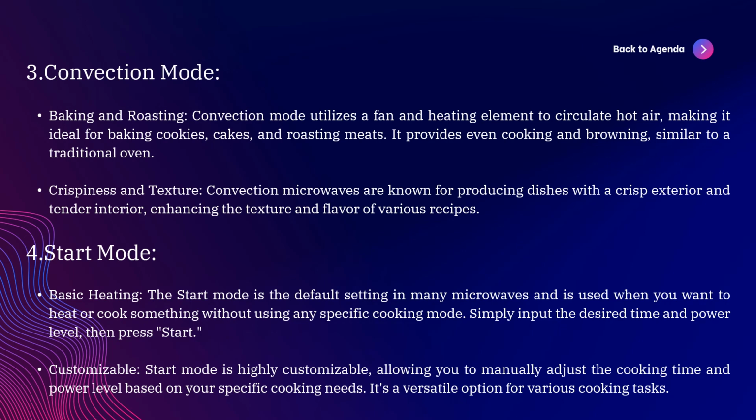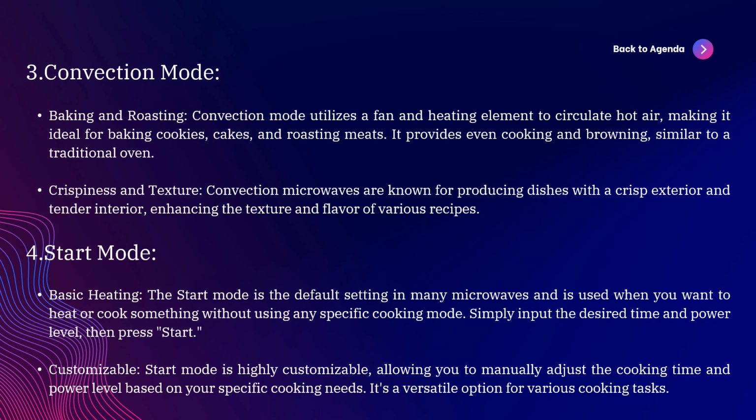Now, the third one is convection mode. It is used for baking and roasting, giving a crispy texture. The convection mode utilizes a fan and a heating element to circulate hot air, making it ideal for baking cookies, cakes, and roasting meats. It provides even cooking and browning similar to a traditional oven. Convection microwaves are known for producing a crispy exterior and a tender interior, enhancing the texture and flavor for various recipes.